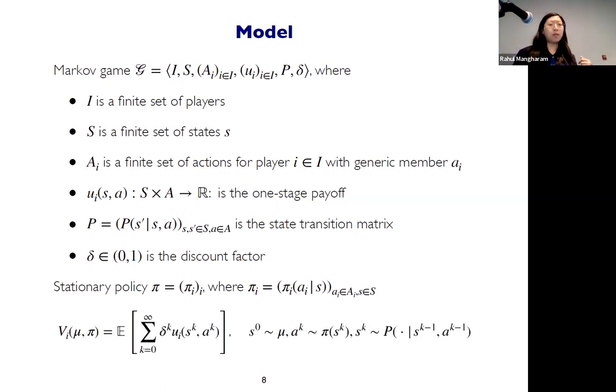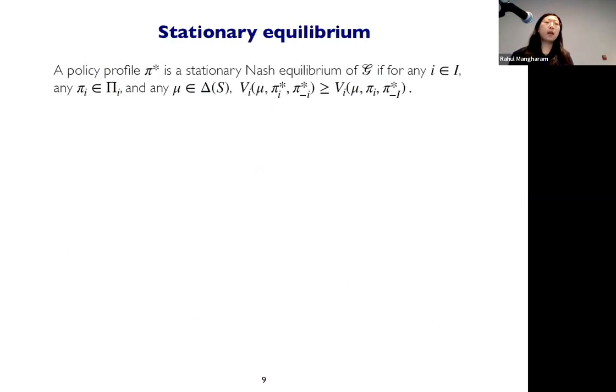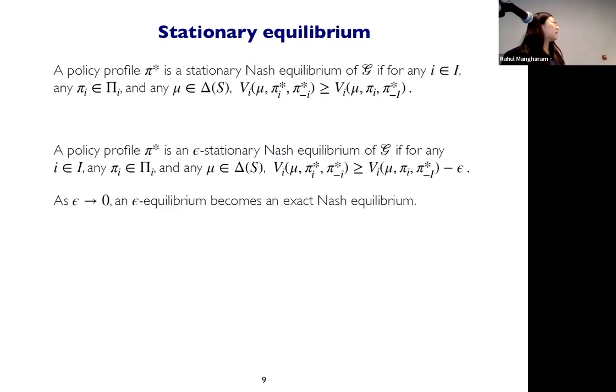The utility of a player is the accumulated value function that takes the discounted factor, and both the state and action profile realization given a policy form a Markov chain. We say that a policy profile is a stationary Nash equilibrium if, given the policy of the rest of the agents, there is no incentive to deviate from this policy. And we say this is an epsilon Nash equilibrium if the improvement for any such deviation is limited below epsilon, which is a small number.